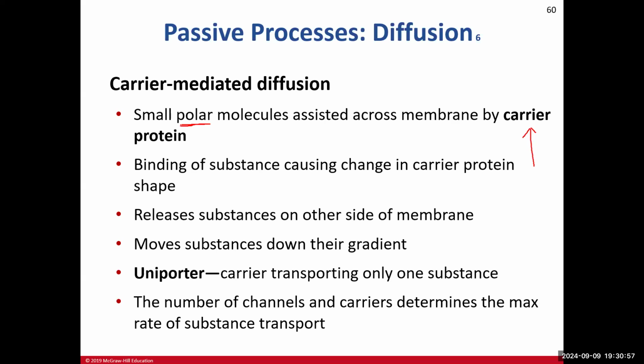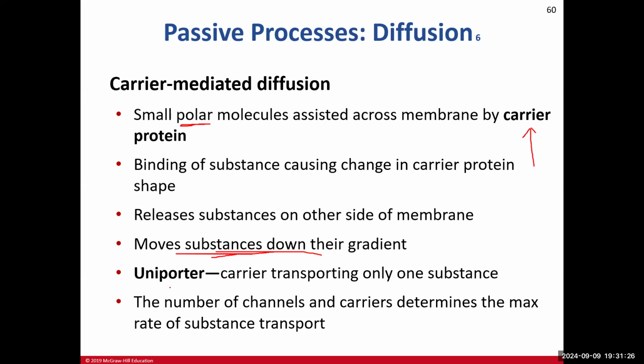All right, so this is what's going to happen. You're going to see this molecule come in contact with this plasma membrane protein here. It's going to change the shape of the protein, and that shape change will help to facilitate the movement of that molecule to the inside of the cell. So again, we're still dealing with something that's going to move down the concentration gradient, but it's not going to be able to make it through the plasma membrane on its own.